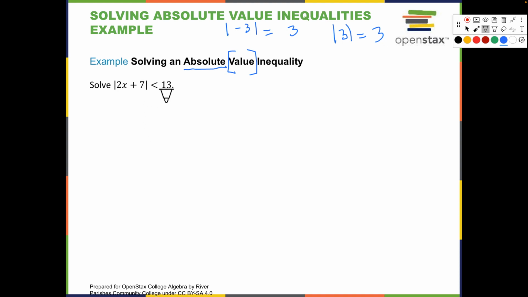The thing is, notice inside this absolute value, the positive value gives us the same answer as the negative value. So when we solve an inequality, the inside part could be either positive or negative, with whatever this relationship is. So it's really going to involve a compound inequality. We get 2x plus 7, and I'm just going to take the positive side, less than 13.